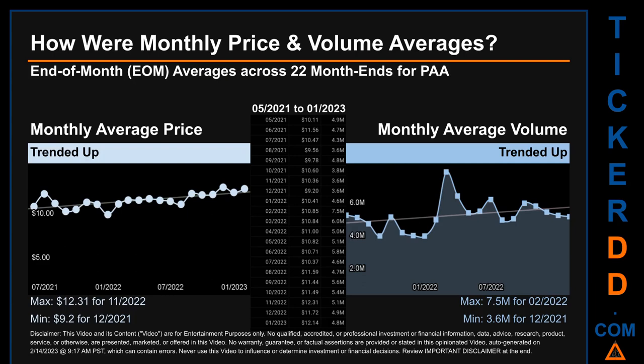The maximum end of month average price was $12.31 for 11/2020 while the minimum was $9.20 for 12/2021. Looking at volume, 02/2022 and 12/2021 respectively saw the highest and lowest monthly average volume at 7.5 million and 3.6 million.